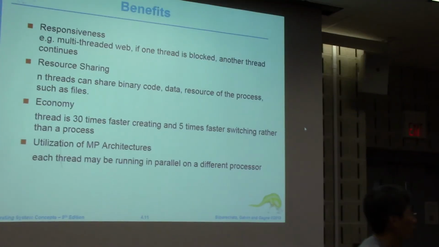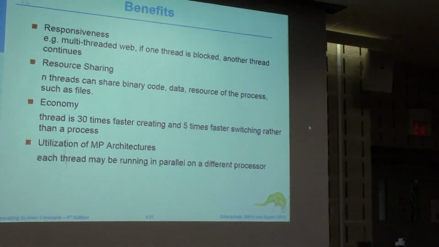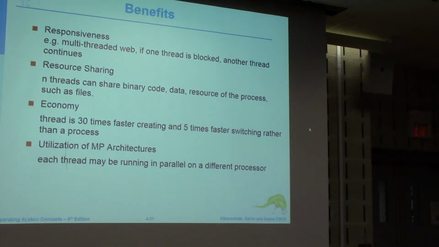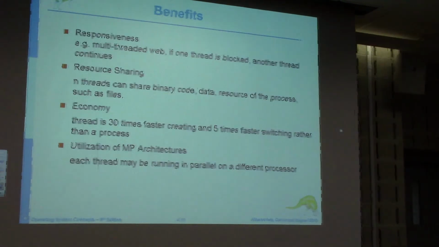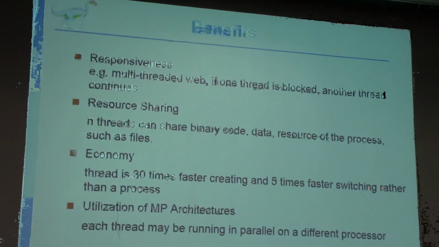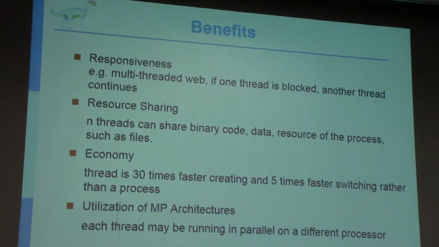So what is the benefit? These are the list of benefits of using threads. The first one is responsiveness. With multi-threading, even if one thread is blocked or crashes, you have the other threads, so your process is still running. And also, it's a shared, limited resource, so it maximizes resource usage.